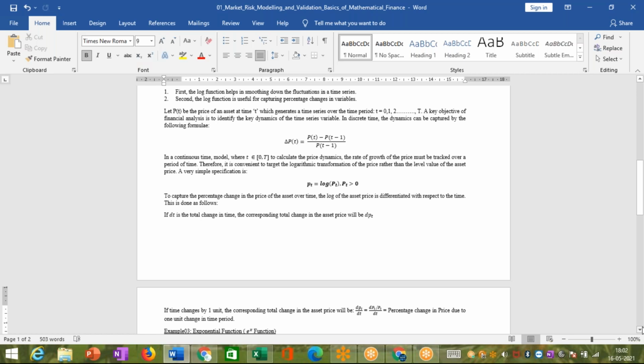So let's try to look into the exponential function, and let's try to go a bit more deep into this function, because we need to understand this function. Fair enough. So let's try to define this function first.